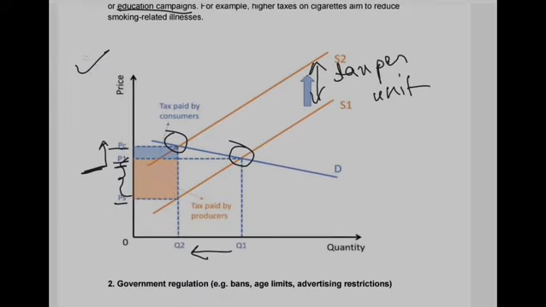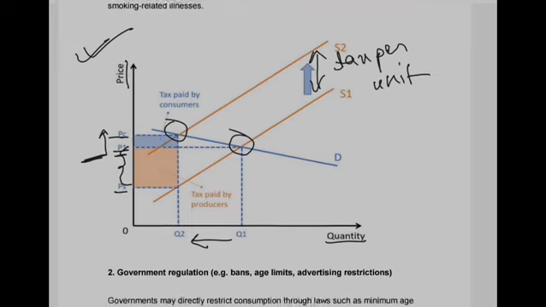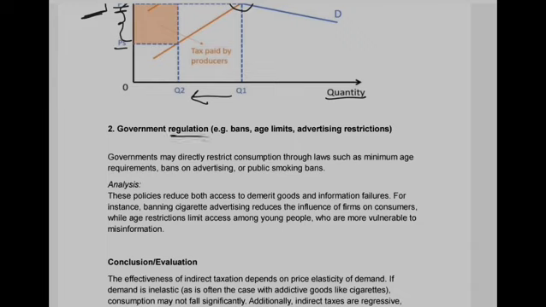This is the analysis part. The diagram is very, very important. This is a normal demand supply diagram, so quantity and price have been taken on the 2 axes. Then we go on to the second policy, which is the regulation part. Now here you can talk about a ban, advertisement restrictions.